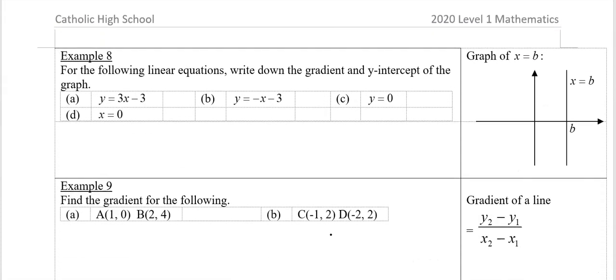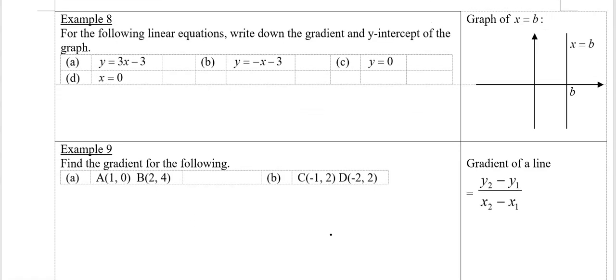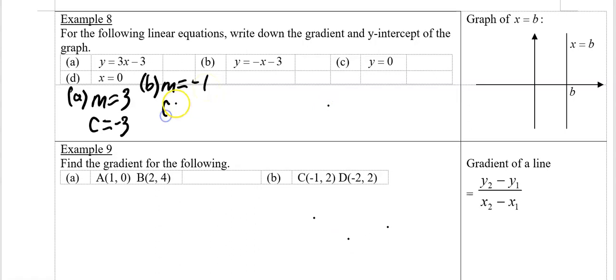Okay, for part A, M will be equal to 3 and C will be equal to -3. For part B, M will be equal to, this is -x minus 3, so it's -1, and my C, y-intercept, is actually equal to -3.